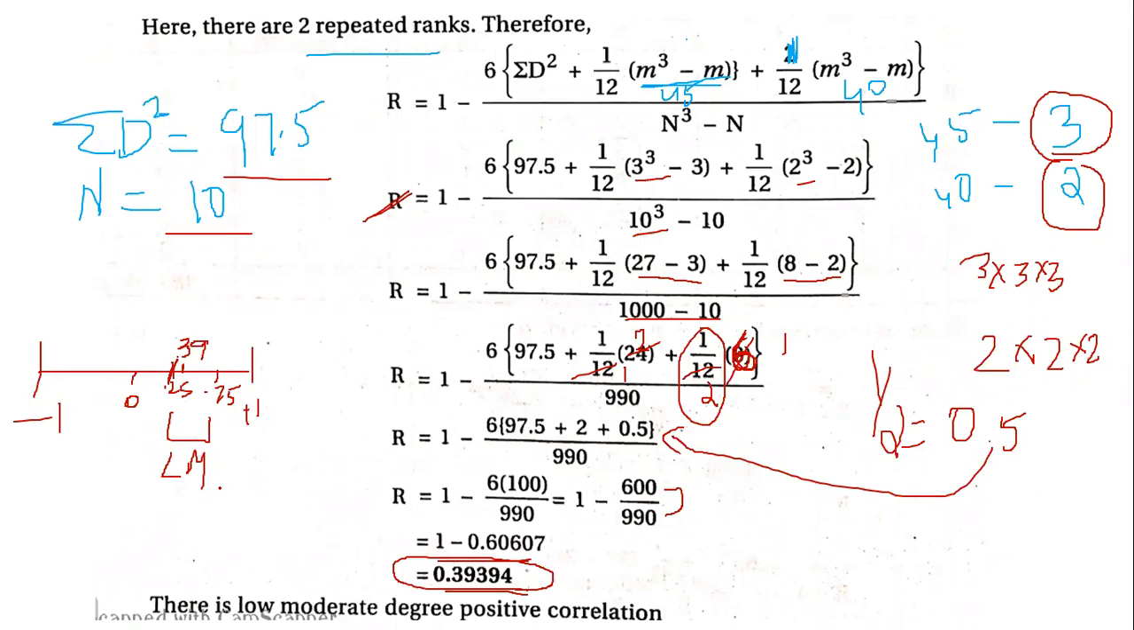I will repeat this again. Since it is very near to 0.25, that is this value, this is 0.39. So if you see it widely, it comes in the moderate degree of positive correlation, and since it is very near to 0.25, you can say it is on the low moderate degree of positive correlation. So that is this problem where we have to assign the ranks.